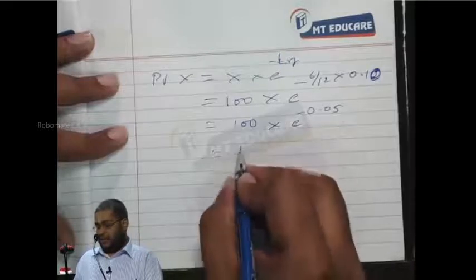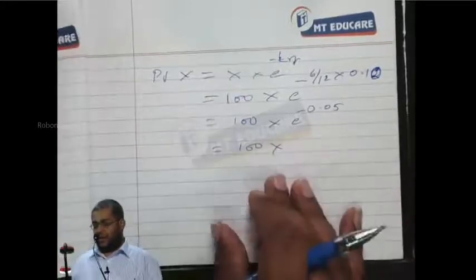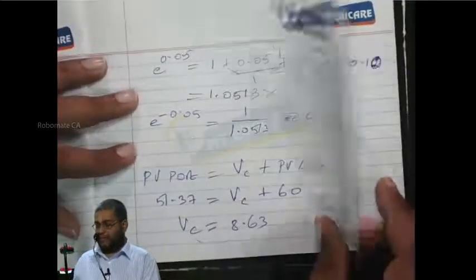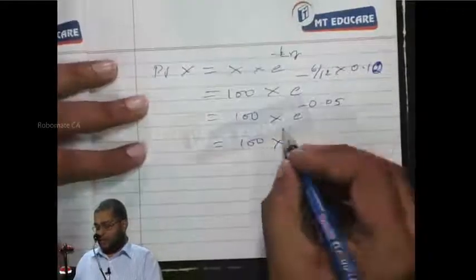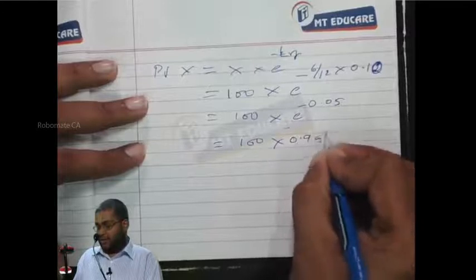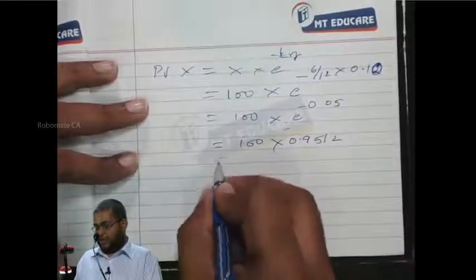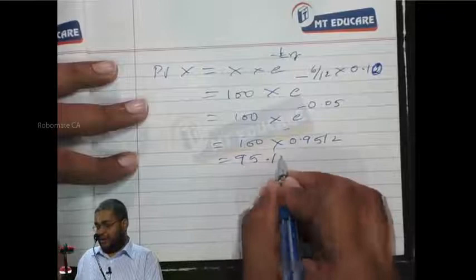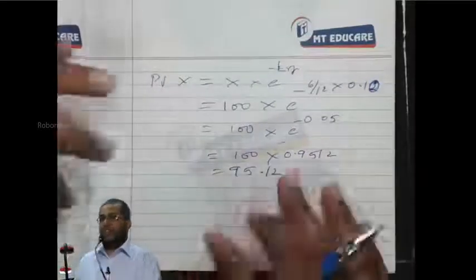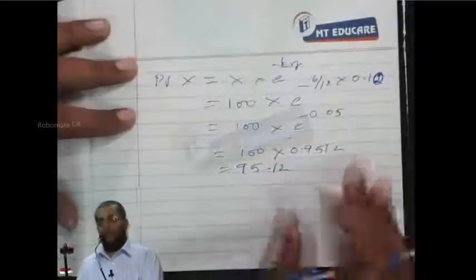Which is equal to 100 into e power minus 0.05. We need not do anything great. We already calculated e power minus 0.05, which we found here as 0.9512. 100 into 0.9512 is equal to how much? 95.12. The present value of strike price is 95.12.